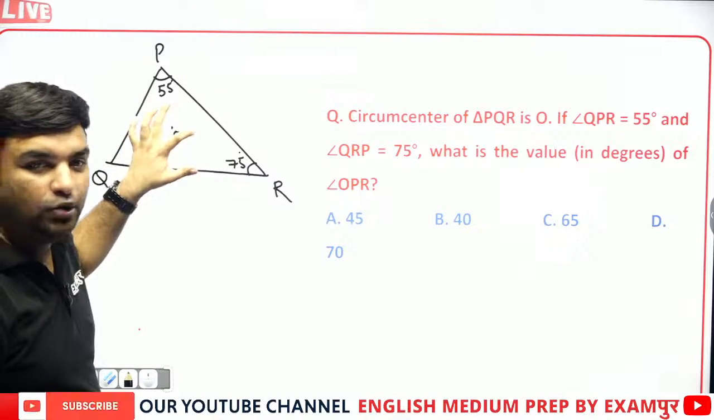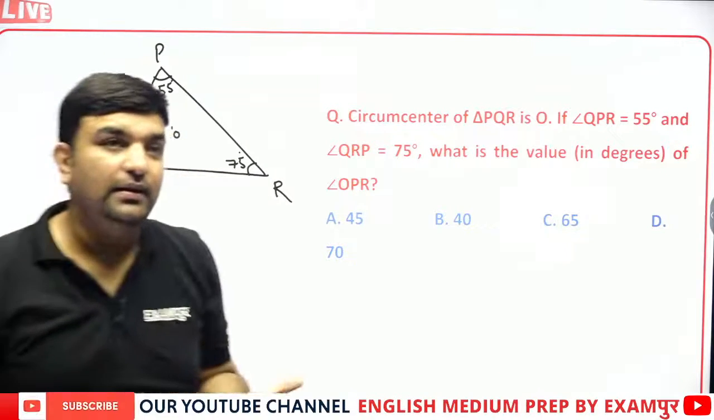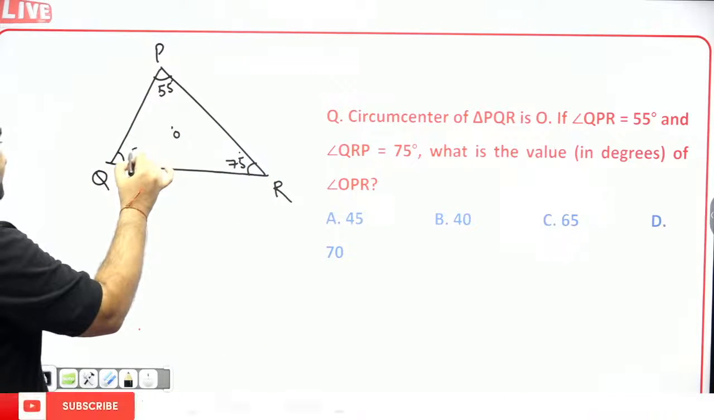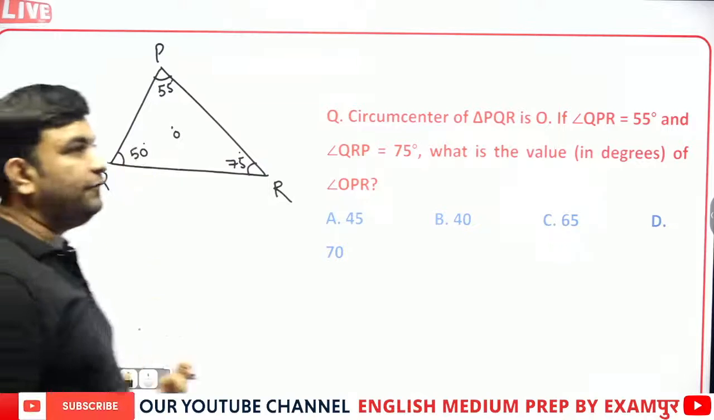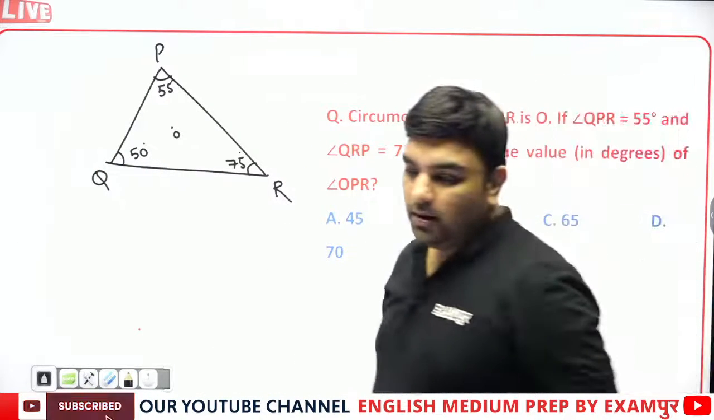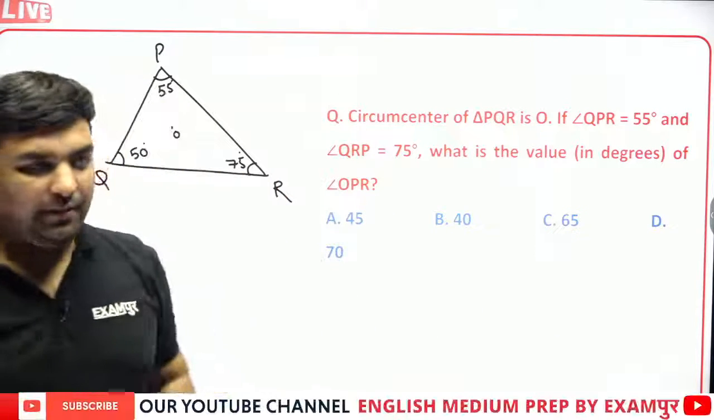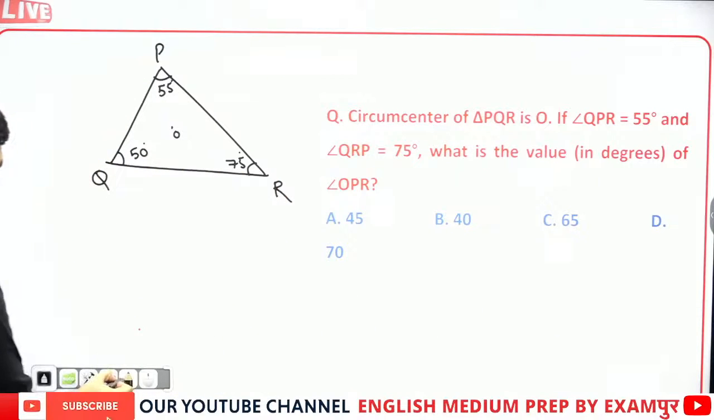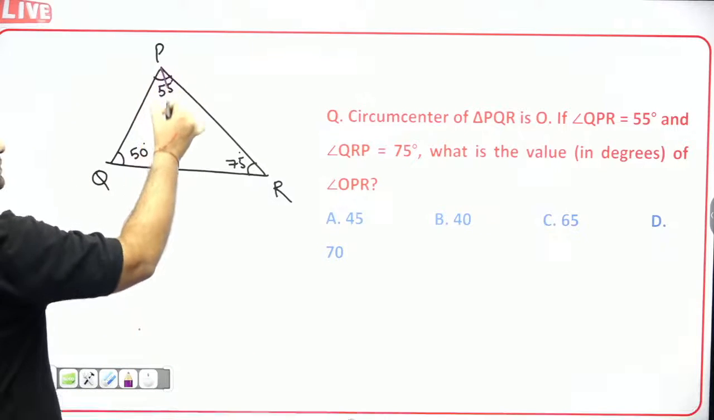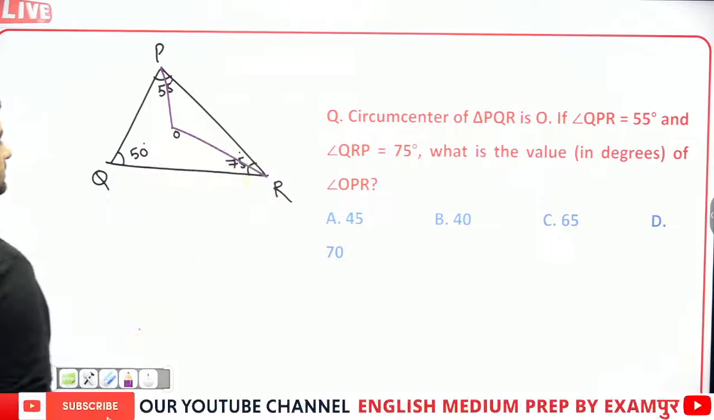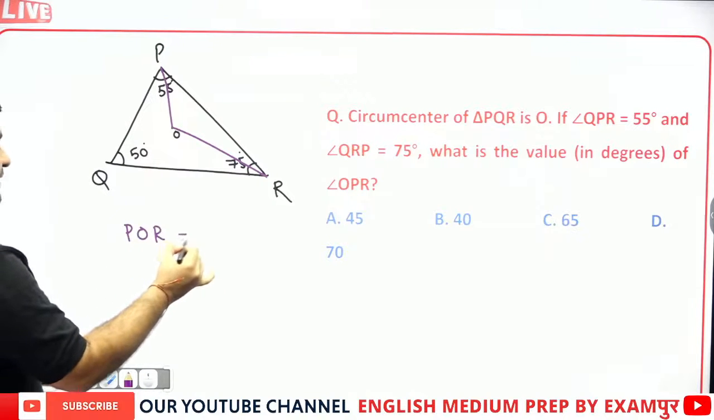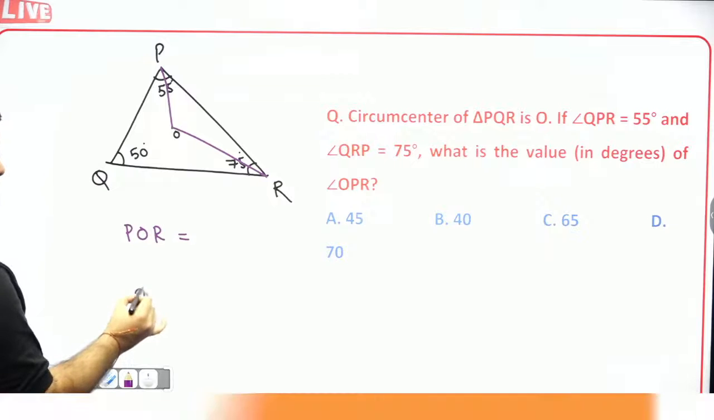70 plus 50, 120, 120 plus 10, 130. After 130, 50 is the remaining angle. They are asking the value of OPR. If they were asking POR, you would be giving the answer directly. But they are asking OPR.